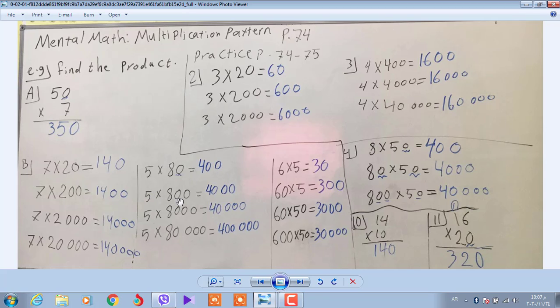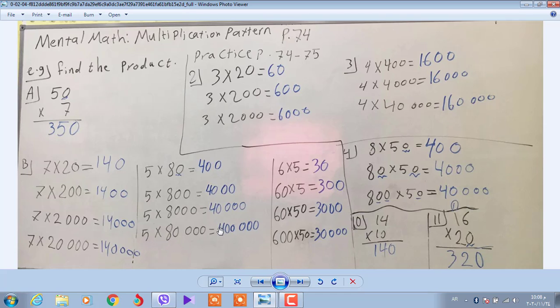And we have 5 multiplied by 800. 5 multiplied by 8 equals 40. Because we have 2 zeros, write down 2 zeros in the answer. And now we have 5 multiplied by 8,000. 5 multiplied by 8 equals 40. Write down 3 zeros in the answer. We have 40,000. Another question, we have 5 multiplied by 80,000.